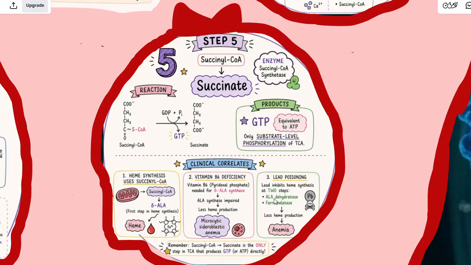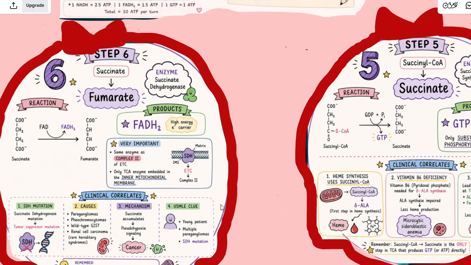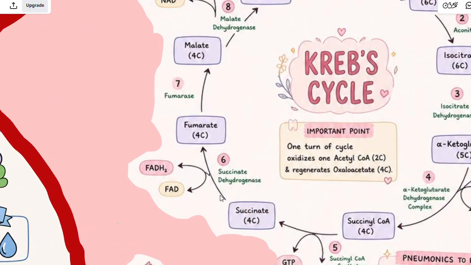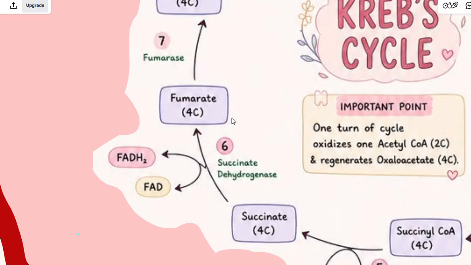Also, lead inhibits heme synthesis at two steps: the ALA dehydratase step and the ferrochelatase step. So there's less heme production, and the patient is susceptible to getting anemia. Okay, now we've already covered this step in the previous video at the end. We will now take the succinate four-carbon compound and convert it into the fumarate four-carbon compound.